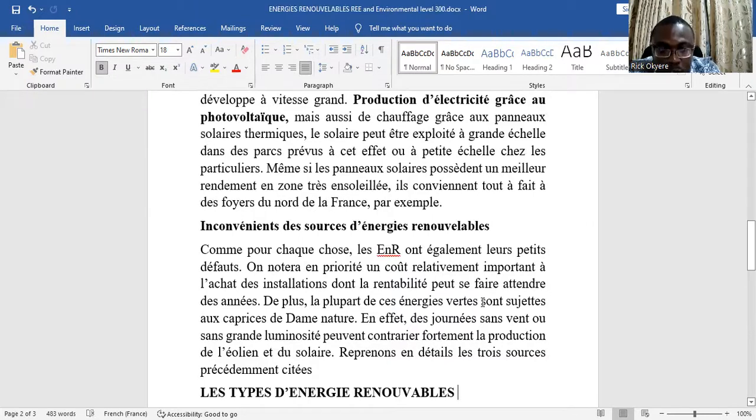renewable energy. Comme pour chaque chose, just like for everything, the renewable energies also have some small flaws. They also have some inconveniences or some disadvantages.